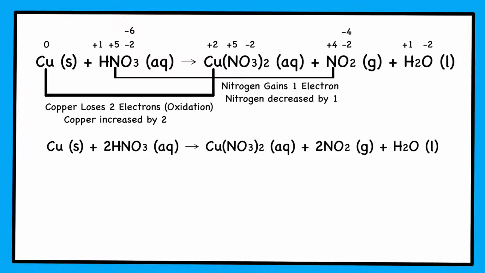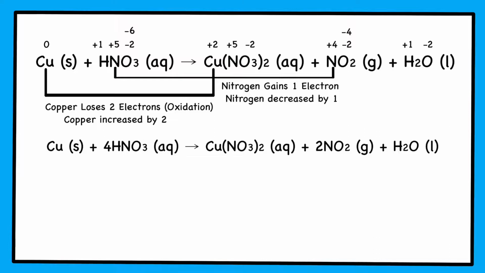Our equation should now read Cu plus 2 HNO3 yields Cu(NO3)2 plus 2 NO2 plus H2O. Our last step is to use conventional methods to balance the remainder out. The coefficient of HNO3 must be increased from 2 to 4 to balance out the nitrogen atoms on the product side. This gives me Cu plus 4 HNO3 yields copper nitrate plus 2 NO2 plus H2O.